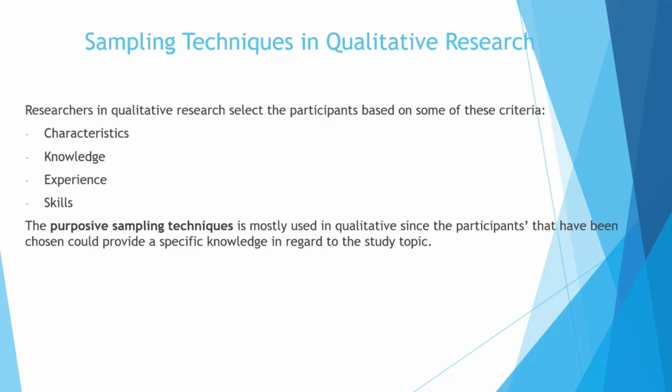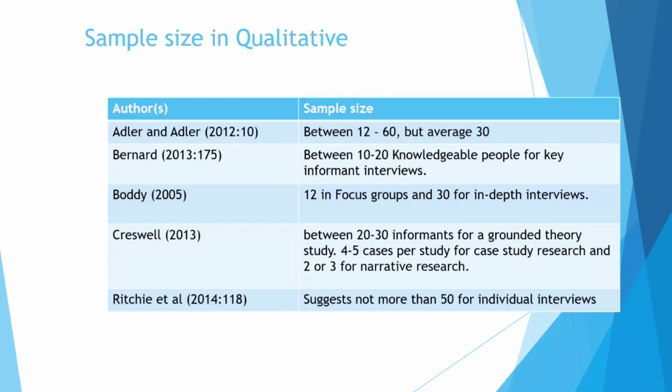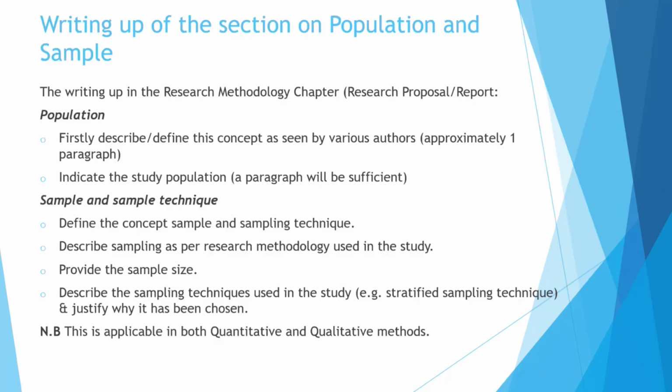Okay, let's quickly look at the next point. We've done this one. Then I want us to look at the writing up of the sections on population and sample. How do you write up these sections in your research document?